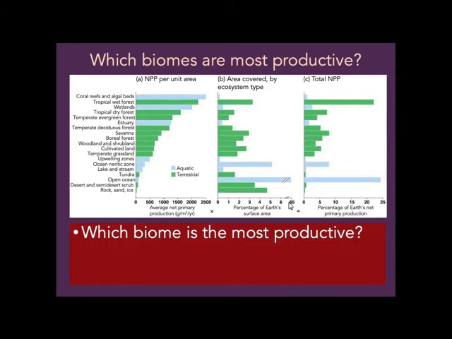All right. So this is total NPP, right? So it's not just looking per unit area at the net primary productivity, it's looking at the entire Earth and determining the productivity of each area. So, which biome is the most productive? Well, it's still the open ocean, I guess. Still? Oh no, actually, yeah, look how little the bar is for the coral reefs and algal beds. So, the open ocean has the highest NPP in water. Yeah, what about on land? Still tropical wet forest. Okay.